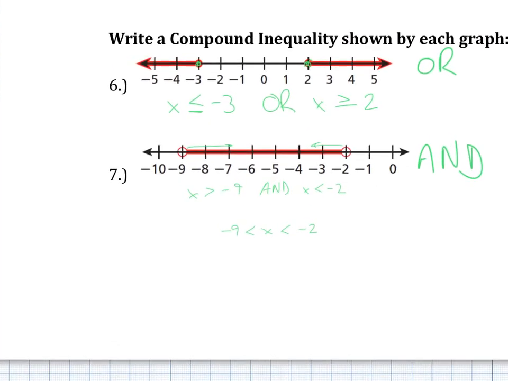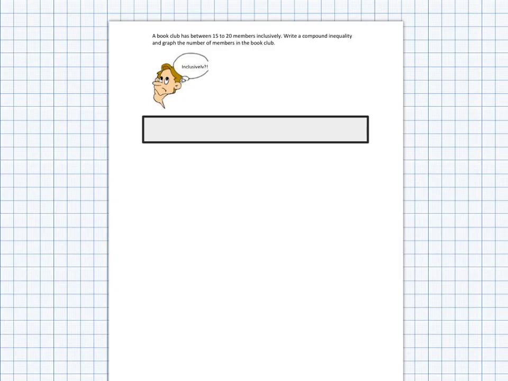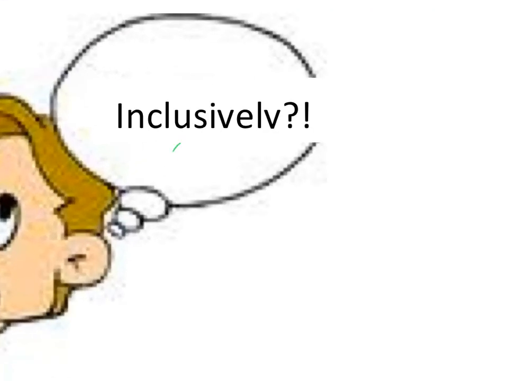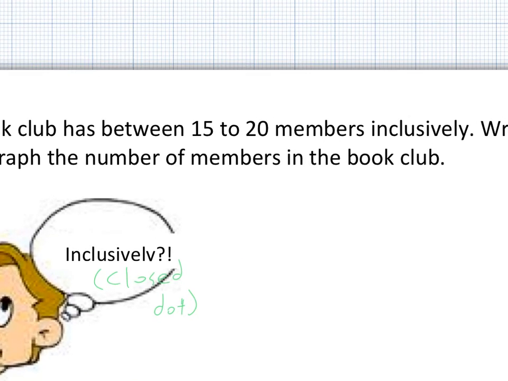Okay, one more. Let's look at a word problem here. A book club has between 15 to 20 members inclusively. Well, what would that word inclusively mean? Well, inclusive means including, right? So they would include 15 members. They'd be okay with 15. They'd be okay with 20. That means inclusive would mean a closed dot. So that word inclusively is pretty important.